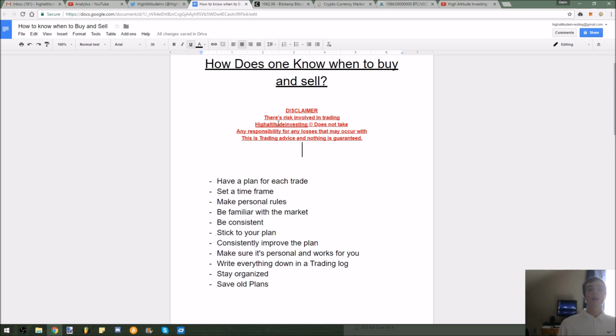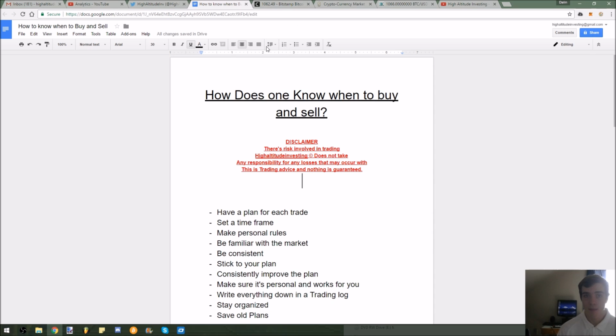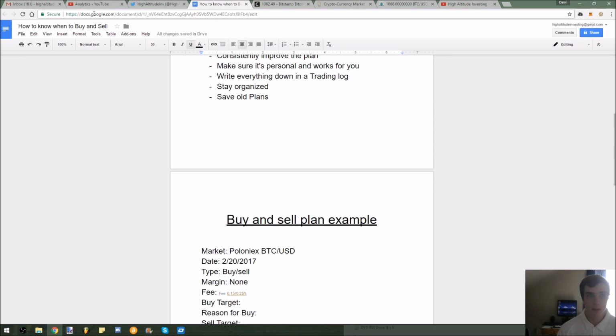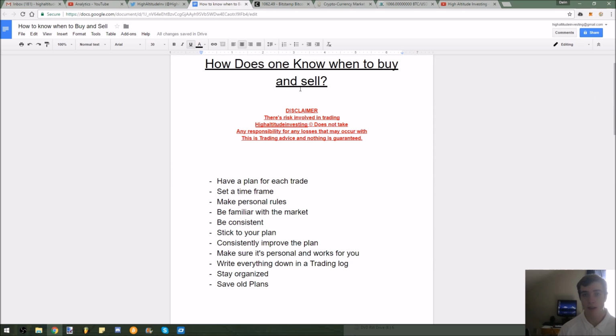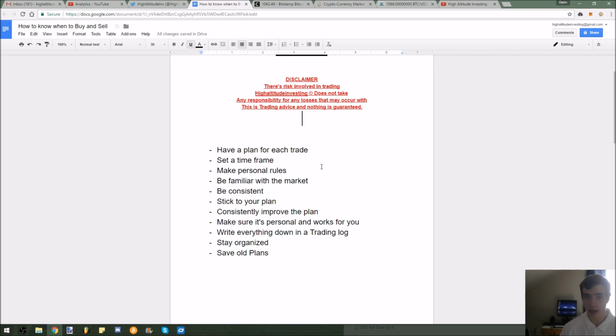Now, how do you know when to buy and sell? Basically, that's a big important question. It's hard to answer, and it's different for everybody in every market. So there isn't any one-shoe-fits-all type deal when you're trading to make profit. You have to understand that everybody is different. We all think differently, and so we all have to plan differently.